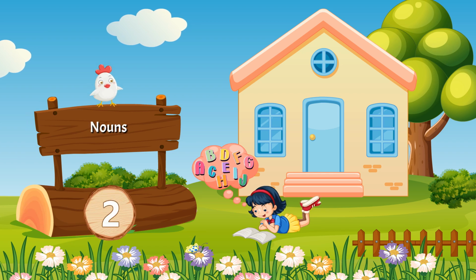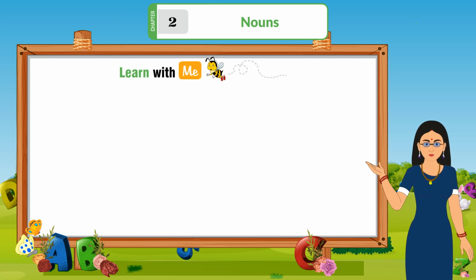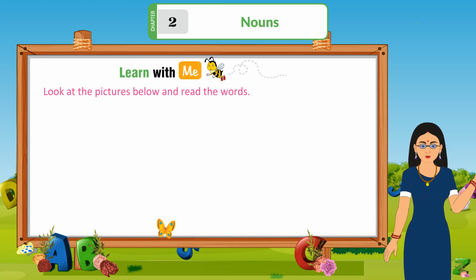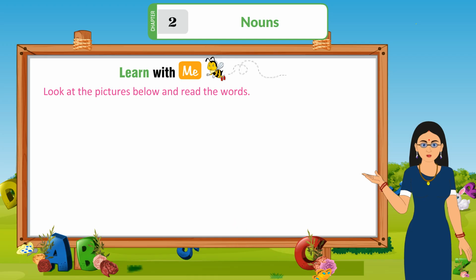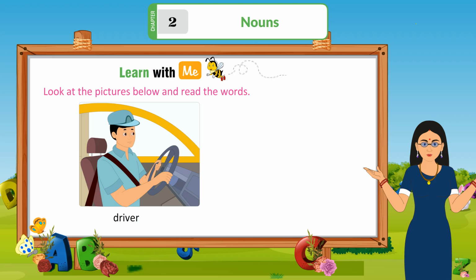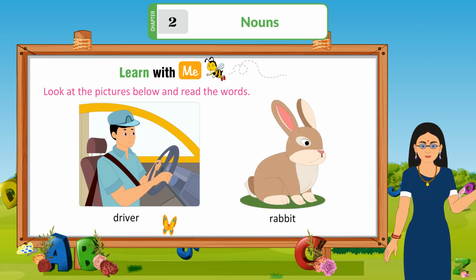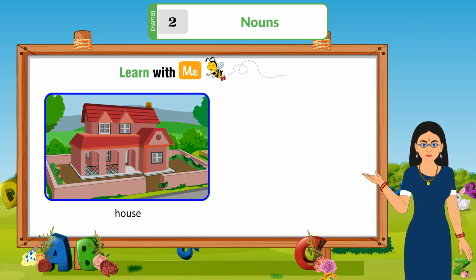Chapter 2: Nouns. Learn with me. Look at the pictures below and read the words. Driver, rabbit, house, truck.